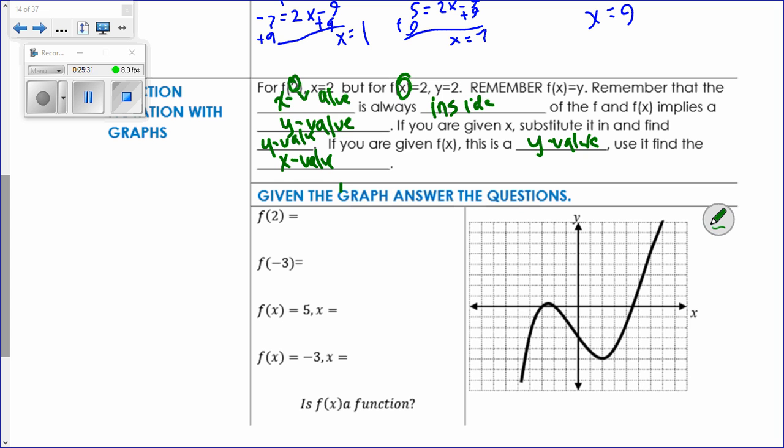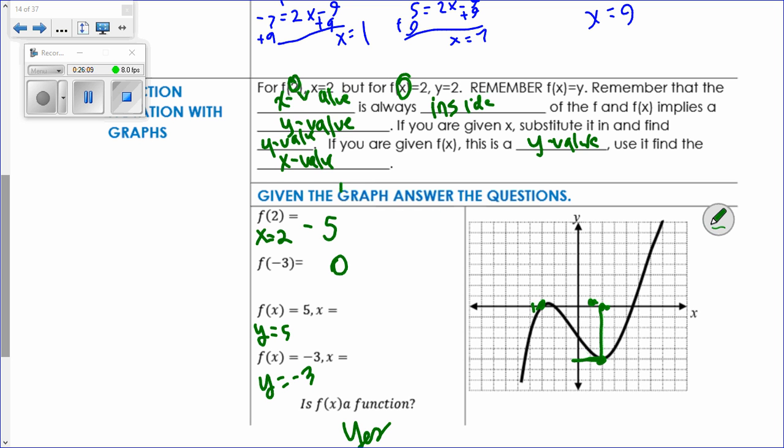So if I wanted to find f of 2, I'm looking at where x equals 2. I go to 2, and go down, and this y value is 1, 2, 3, 4, negative 5. For f of x equals negative 3, x equals 3, go over, y equals 0. Now here, y equals 5, and y equals negative 3. Is this a function? Yes.